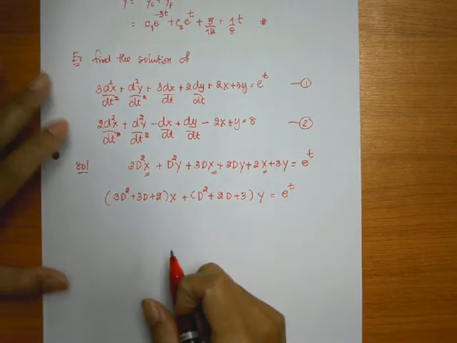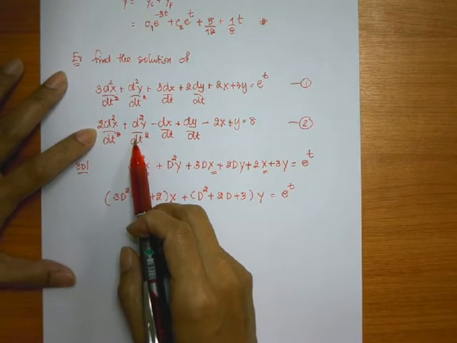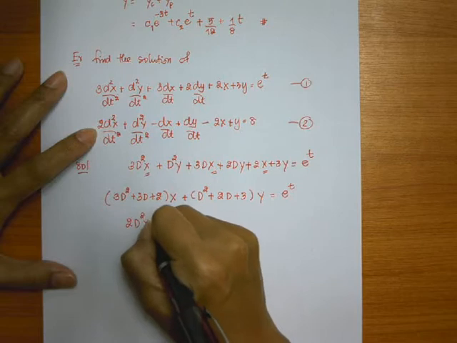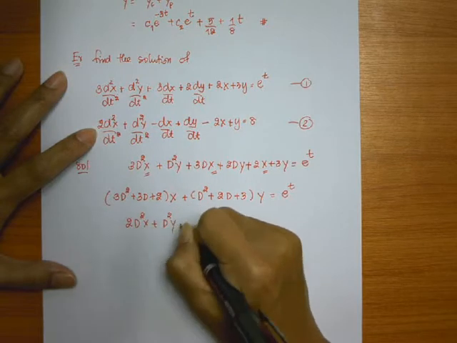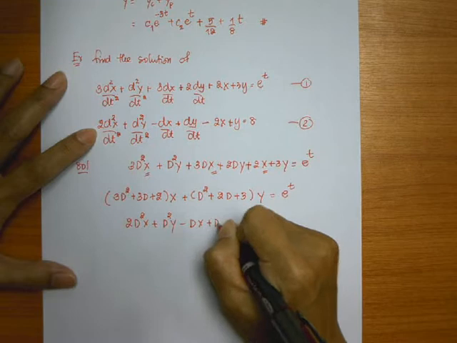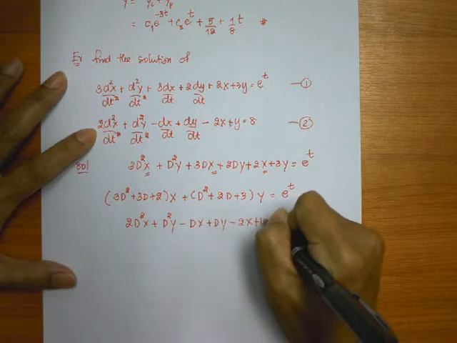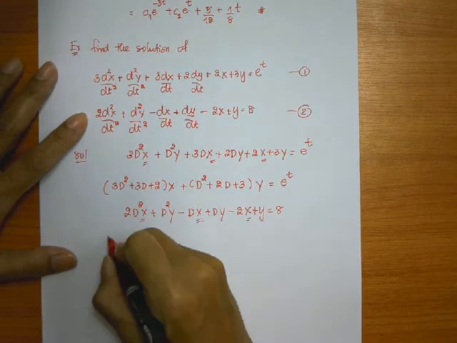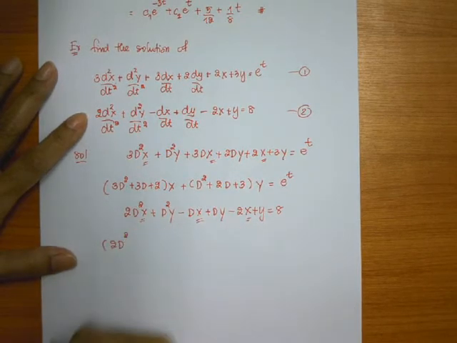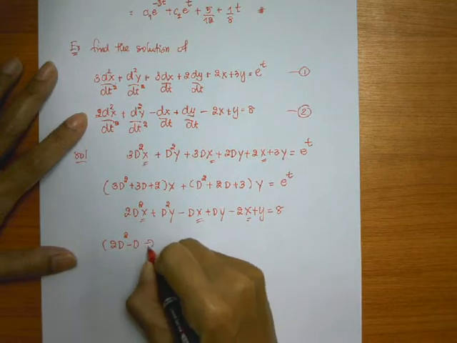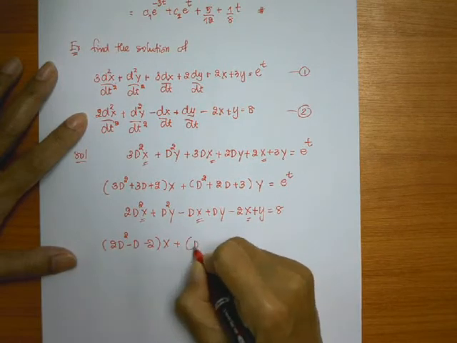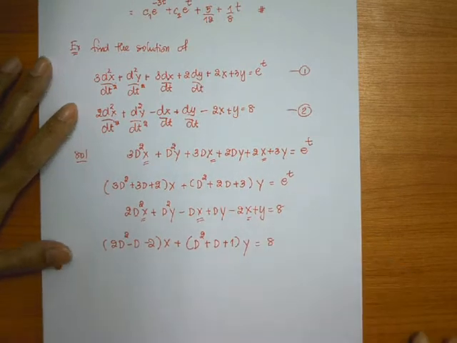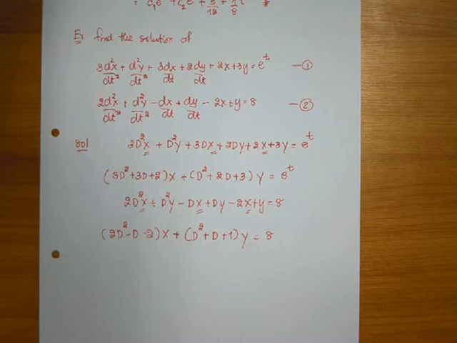And then for our second equation, we are going to do the same, writing it down in the term of operator D. So we got 2D squared x plus D squared y minus Dx plus Dy minus 2x plus y equal to 8. Again, any term that has x, put them together. So you got (2D squared minus D minus 2)x plus (D squared plus D plus 1)y equal to 8. Now you have two equations.